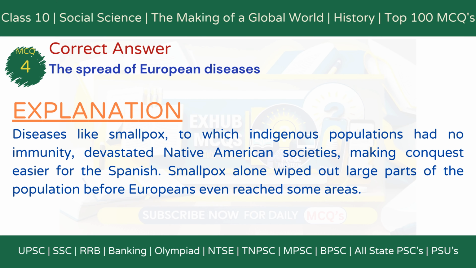The correct answer is option D, the spread of European diseases. Explanation: diseases like smallpox, to which indigenous populations had no immunity, devastated Native American societies, making conquest easier for the Spanish. Smallpox alone wiped out large parts of the population before Europeans even reached some areas.